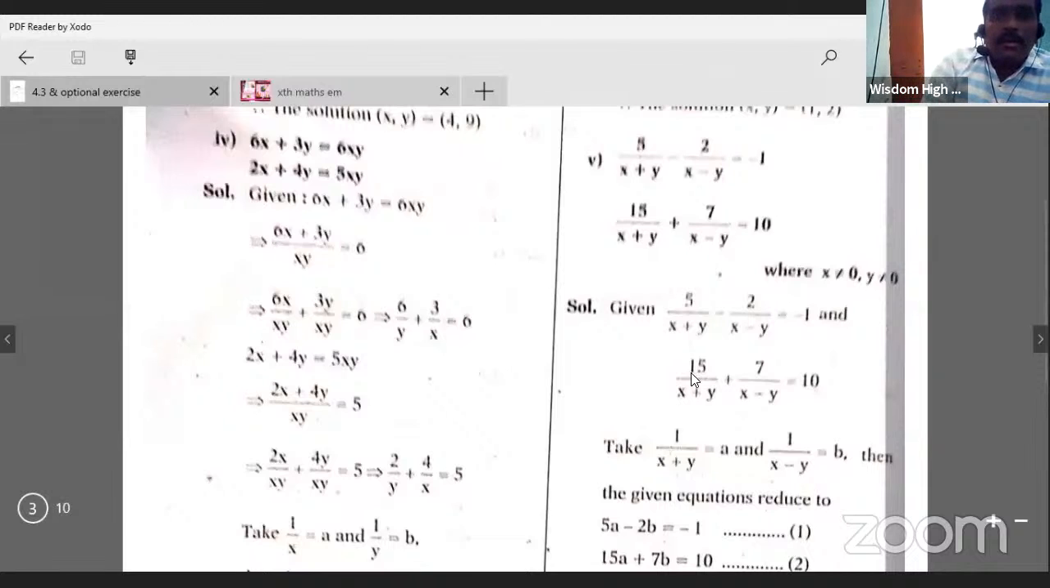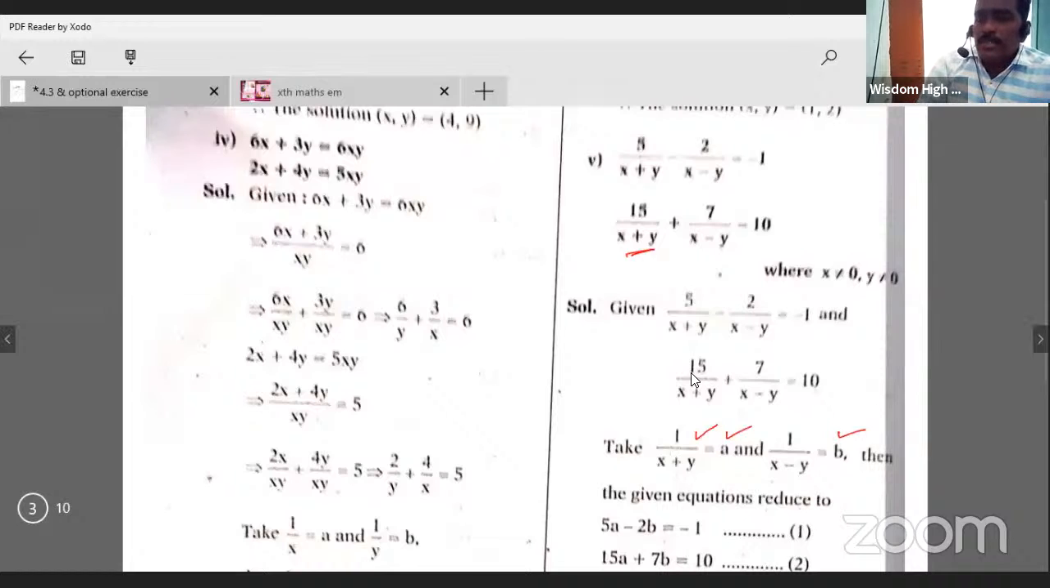Okay, here you have to observe. First of all, in the two equations, observe what is common. Yes, by observing we can say that 1 by x plus y is the common. So instead of that 1 by x plus y, we took a. Here also 1 by x minus y is there. Instead of that, you have to take some variable.